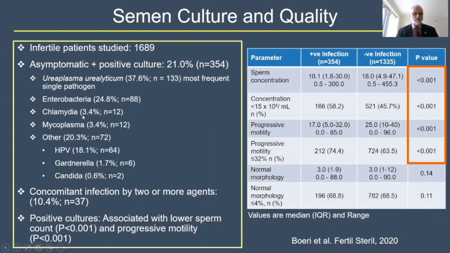As a result of this study, these authors could clearly see significant differences for sperm count and progressive motility between positive ejaculates with the infection and those that are not infected.